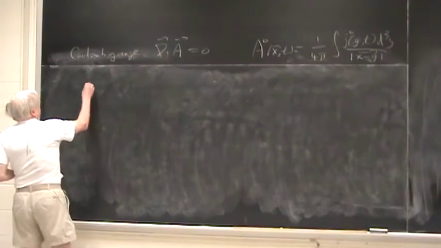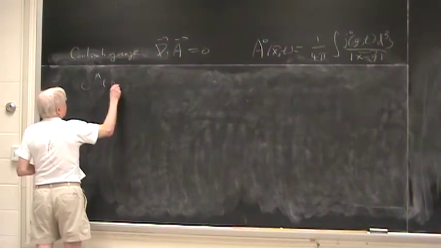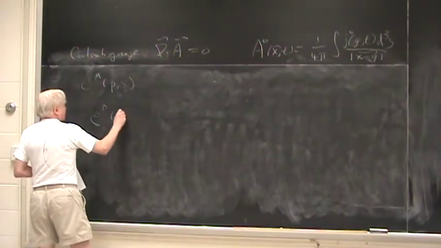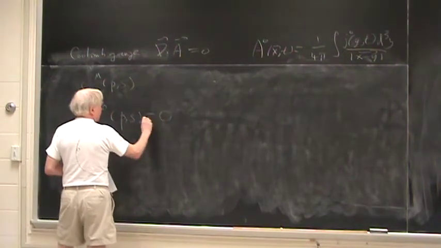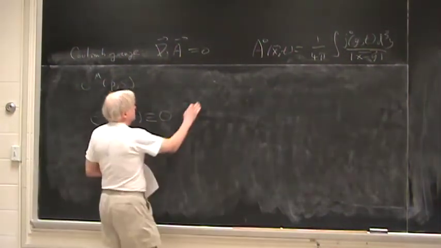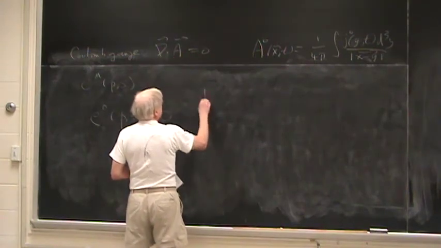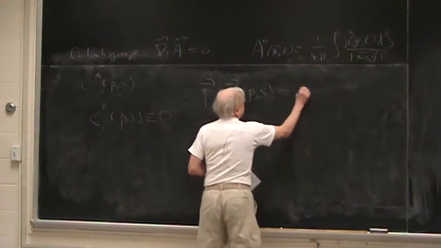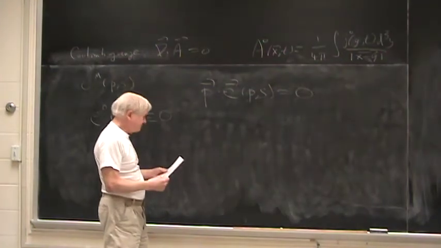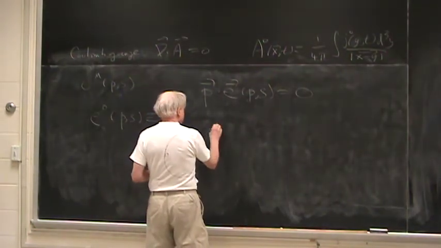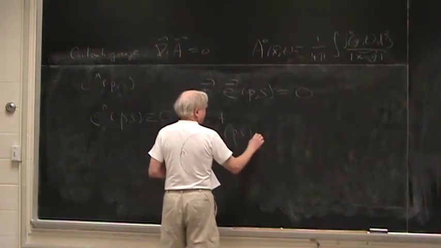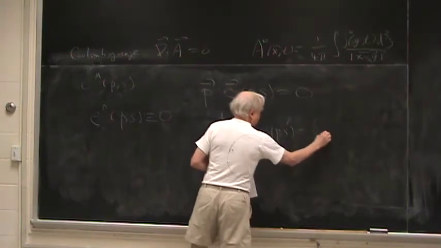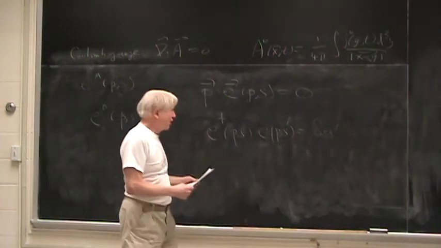So we have, in effect, our polarization vectors, epsilon mu of p and s, are such that epsilon 0 of p and s is just always zero. And we also have, in order for this condition to be true, p dot epsilon of p and s should vanish. And of course, we want these things to be normalized, so we have epsilon dagger of p and s, epsilon of p and s prime, equals delta s s prime.